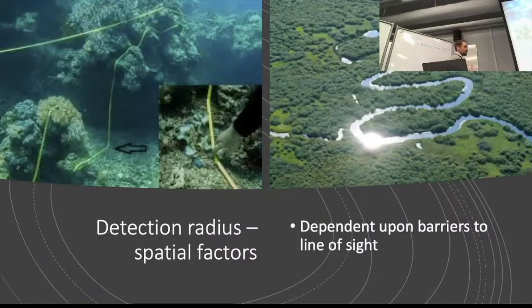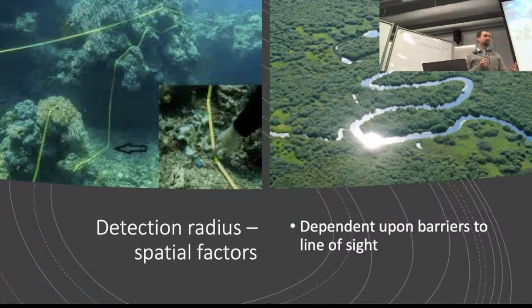You also need to remember that tags and receivers need to maintain a line of sight between each other to get a detection. Now, this isn't always true, but in an ideal world, you have a tag and you have a receiver, and there's nothing physically blocking the line of sight between the two of them. And so this is something that we deal with a lot in riverine environments.